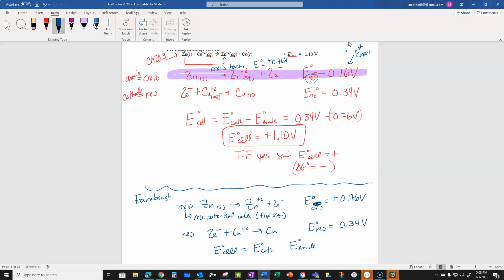But because the anode is where oxidation occurs and you flipped it, you add it instead. And if you add that, ladies and gentlemen, you get the cathode was 0.34 added to that 76. And you still get the same answer.